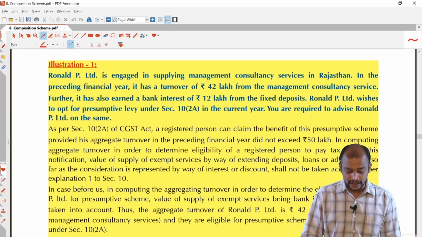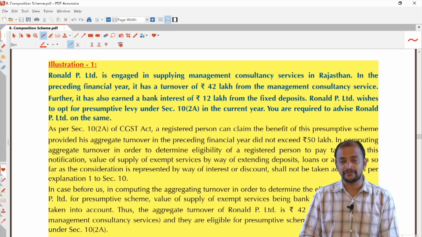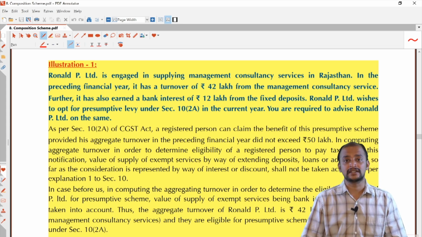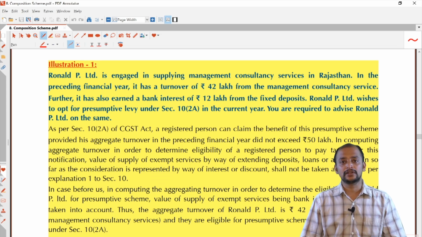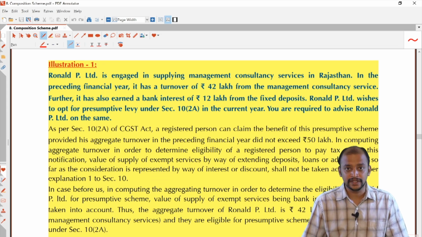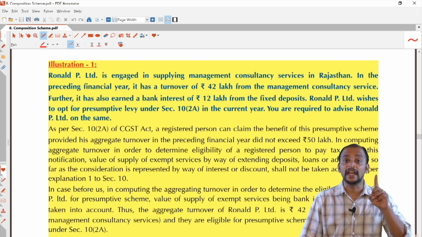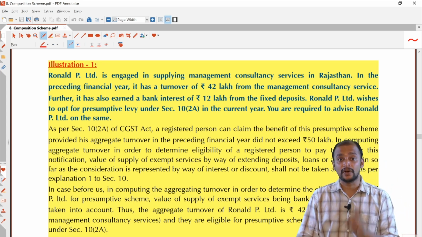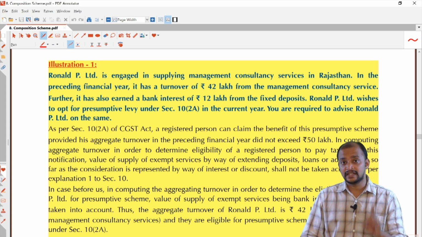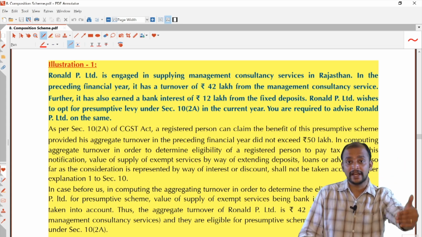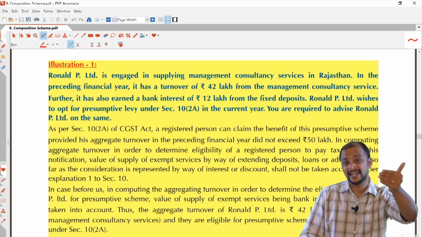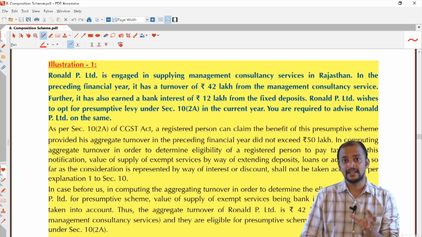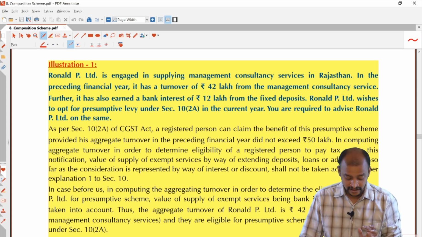Further, it has also earned a bank interest of 12 lakh from the fixed deposits. While calculating aggregate turnover, whether we take interest income, no, it will be excluded. Interest income will be excluded. This we have discussed in Explanation 1 to section 10. Aggregate turnover includes supplies from the 1st April to the date they are liable to get registered, and it excludes interest, any consideration represented by way of interest.